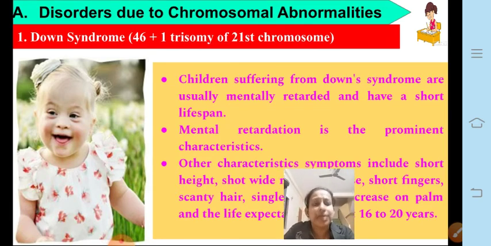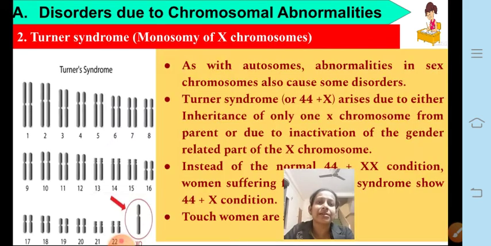Let's see now the next chromosomal abnormality, which occurs in the sex chromosome and not the autosome. This was an autosomal pair because it is the 21st pair. Now let's see what types of diseases occur in the sex chromosome. Here we are going to take only 2. One is Turner syndrome, also called monosomy of the X chromosome. Just now we learned about trisomy. Tri means 3, monosomy means single. So it is monosomy of the X chromosome.